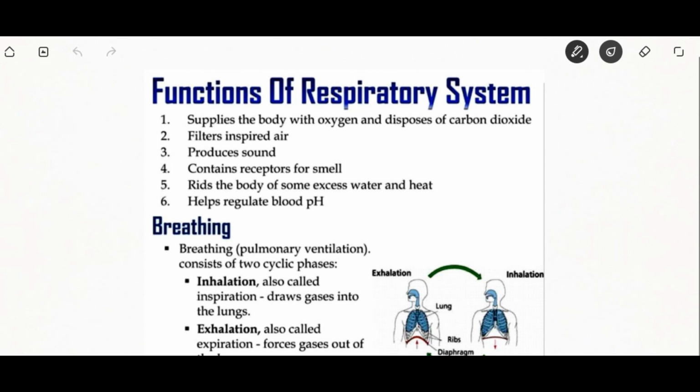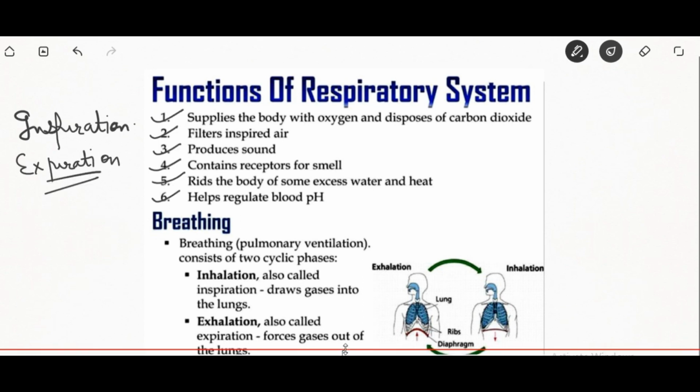What are the phases of respiration? Respiration occurs in two phases, that is inspiration and expiration. Inspiration means the air enters the lungs from the atmosphere, and expiration means that the air leaves the lungs. Inspiration is an active process, whereas expiration is a passive process that forces the gases out of the lungs.